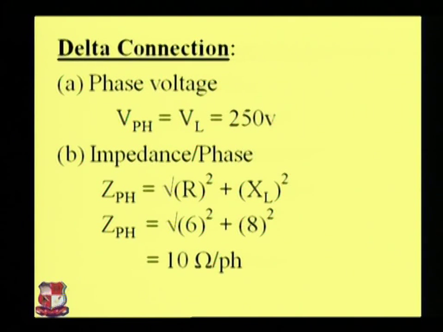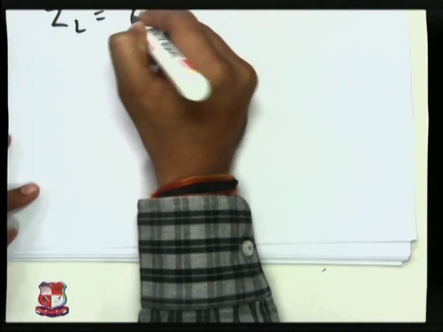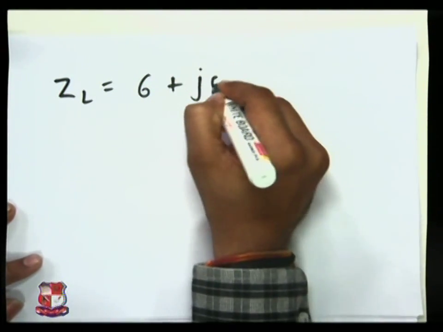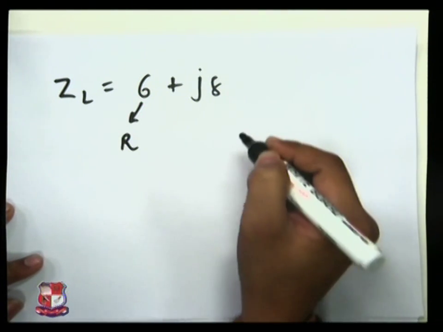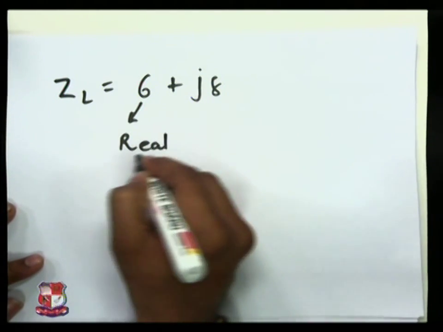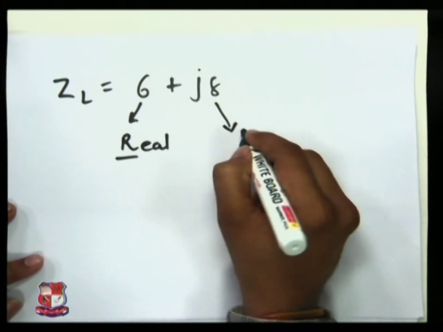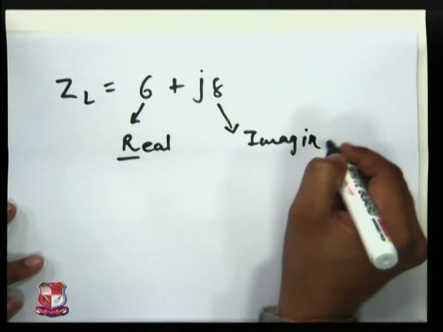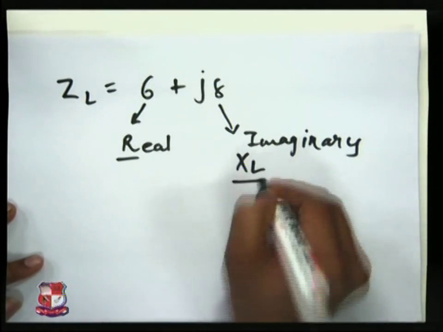Now the impedance per phase, that is ZPH. The equation for ZPH equals the square root of R squared plus XL squared. Now what is your R? R is your real value and XL is your imaginary value. So using the equation 6 plus j8, where 6 is your value of R, which is real, and j is your imaginary value, or you can say that it is XL.